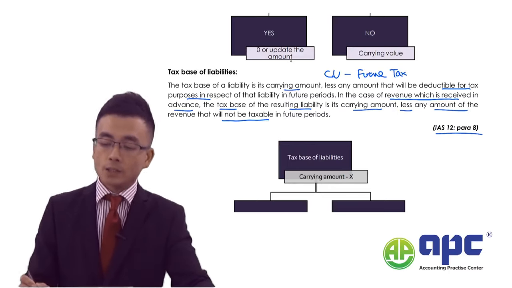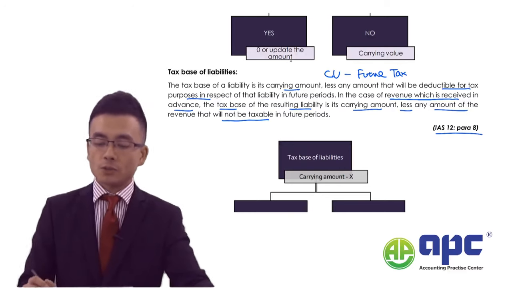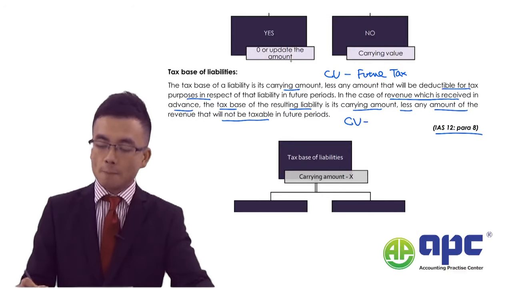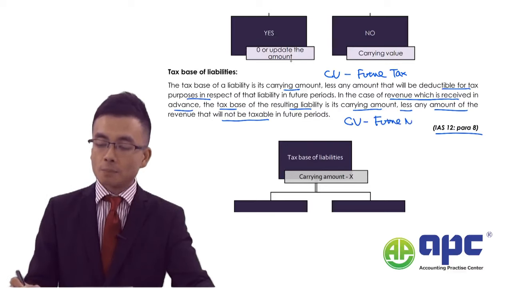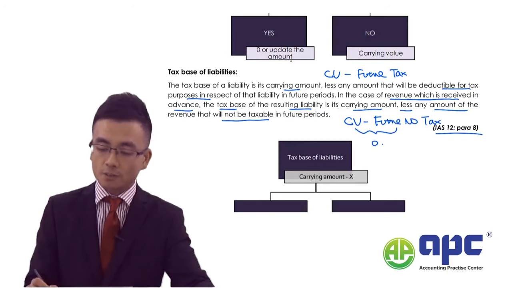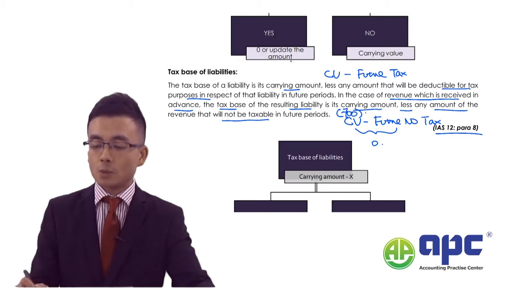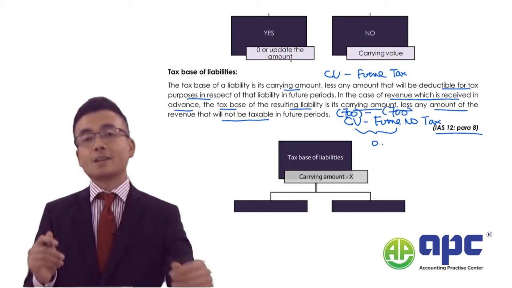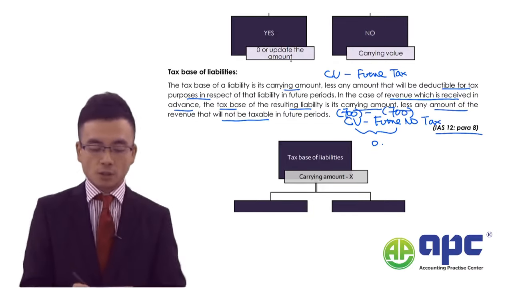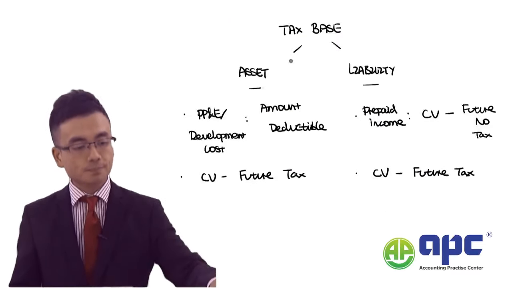However, in the case of revenue received in advance, the tax base is the carrying value minus any amount of revenue that will not be taxable in future periods, which means we use carrying value minus future no tax. And in most circumstances, the tax base will be zero because the carrying value, so for example, in the last example, $700, we minus 700, and that will give a tax base equal to zero. So this is how we account for a tax base.